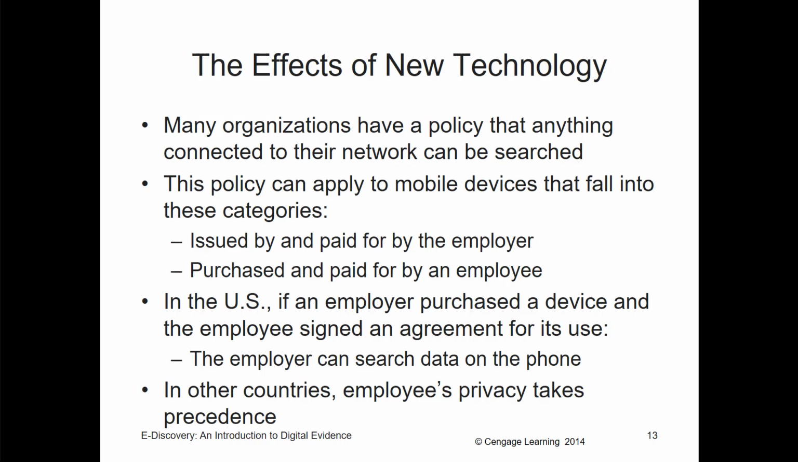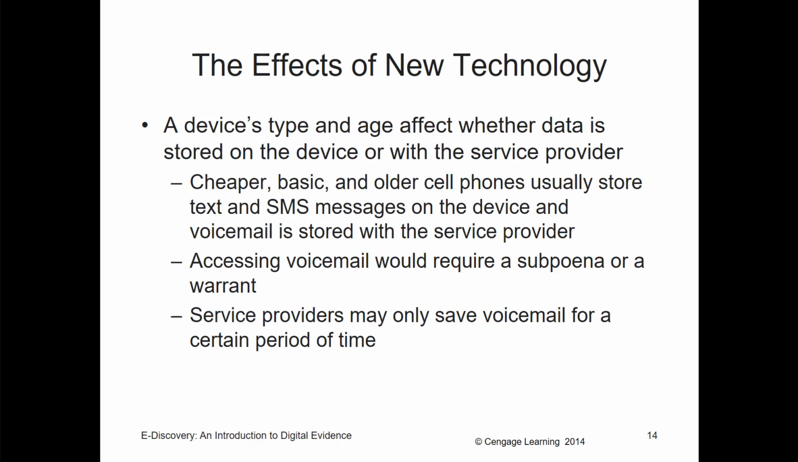The effects of new technology. Many organizations will have policies that anything connected to their network can be searched. So you connect to Wi-Fi, click I agree, not understanding that you are giving permission for your device to be searched. This policy can be applied to mobile devices issued and paid for by the employer, or even purchased by the employee, because you're connecting to their resource. Specifically in the U.S., if an employer purchases a device and an employee signs an agreement for its use, the employer can search data on the phone. In other countries, this may not always be the case.